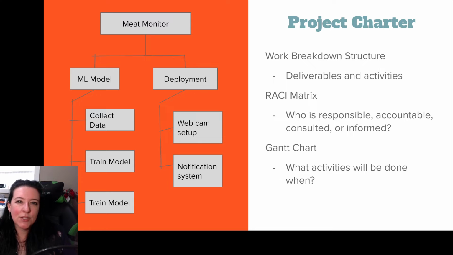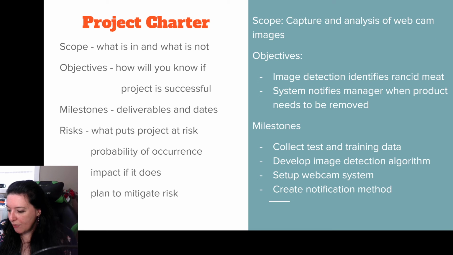Now, everything that appears in this work breakdown structure needs to be within the scope of our project. So remember, our project was going to be about capturing images and analyzing images here. And then as we look at our work breakdown structure, these are, if we just go back, the deliverables that we had before, and then we break those deliverables down into activities. So we had deliverables related to testing and training data, and developing an algorithm. And then we had deliverables related to our webcam system and notifications.